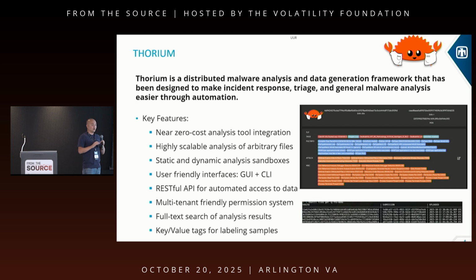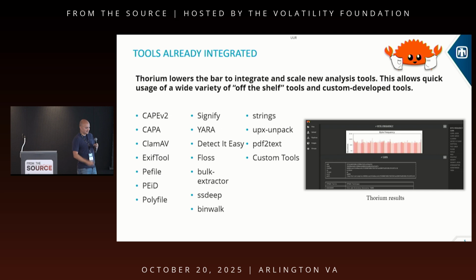We do full text search both of tags and of tool results, and you can do multi-tag. So like if you wanted to say, tell me all of the data that is PE files from this particular malware family that does process hollowing, you could. We've got a bunch of tools pulled in.